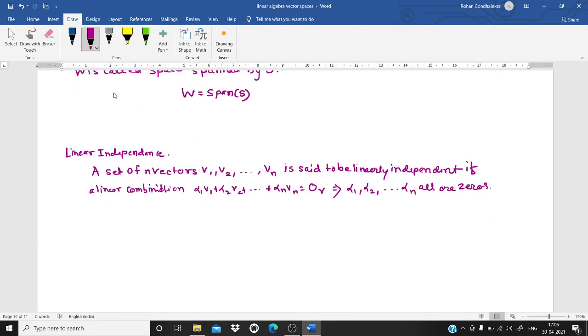Let's take a set of vectors (1, 0) and (0, 1). If I consider a linear combination alpha 1 times (0, 1) plus alpha 2 times (1, 0) equated with the zero vector, what happens? Alpha 1 and alpha 2 both should be zeros. We don't have any alternate value for alpha 1 and alpha 2 for which this linear combination leads to the zero vector. Hence you can say this set is linearly independent. Now one more set I would like to give you.